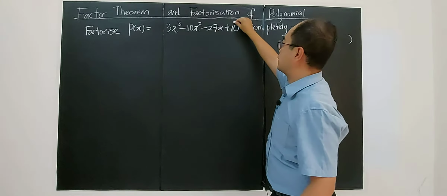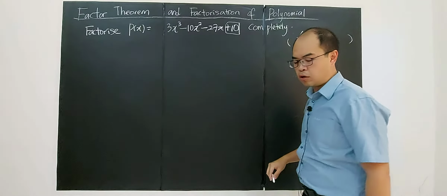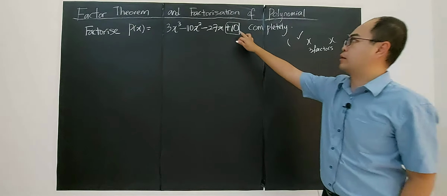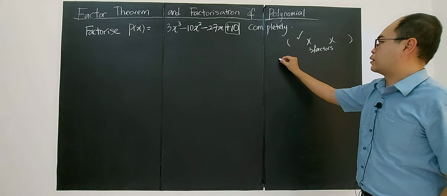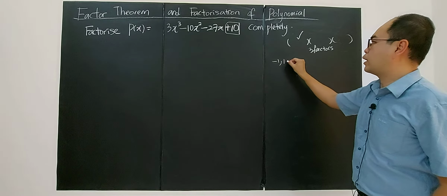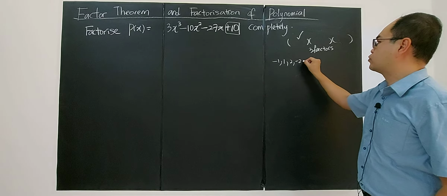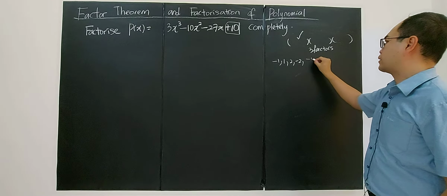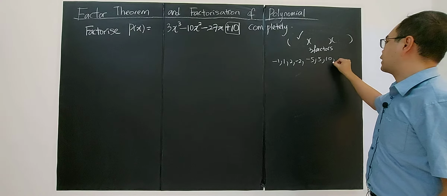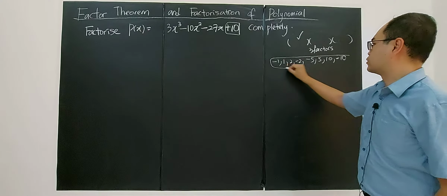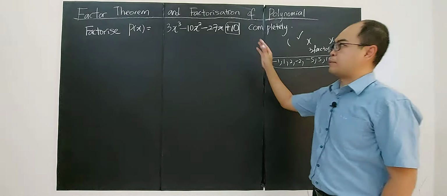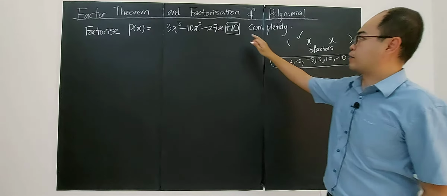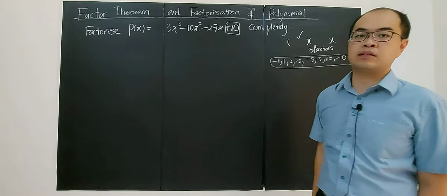You look at the number here, and just list out all the possible factors of 10. What are the factors of 10? It's negative 1, 1, 2, negative 2, negative 5, 5, 10, and negative 10, right? For now, this is a simple case. I introduced looking at the factors of the constant here.